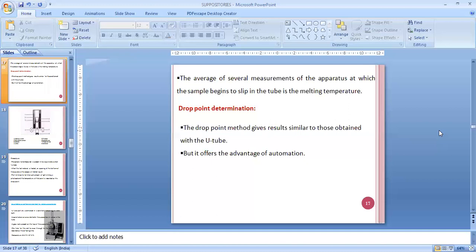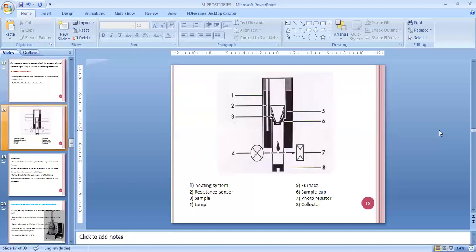So drop point determination. The drop point method gives results which are quite similar to those obtained with the U-tube, but it offers the advantage of automation. So this is a small figure: a heating system, resistance sensor, sensor number 2, then 3 the sample to be placed. Fourth is the lamp, fifth is the furnace, sixth is the sample cup, seventh is the photoresistor, eighth is the collector.